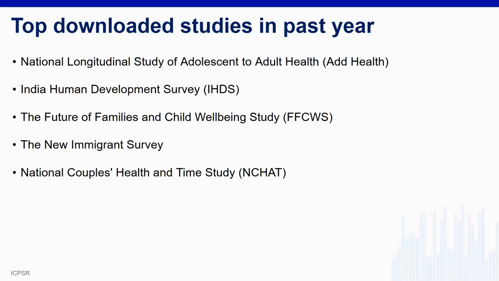And this the India Human Development Survey, Future of Families and Child Well-Being Study, the New Immigrant Survey, and then finally the National Couples Health and Time Study, which has just completed its second wave, I believe. And it's a really, really interesting study that is combining detailed health information with time diaries. So it's really tracking what people are doing through the course of a day and who they're doing it with and coding that in a really, really easy to use way. So really exciting data, and these are our most popular data, these five.